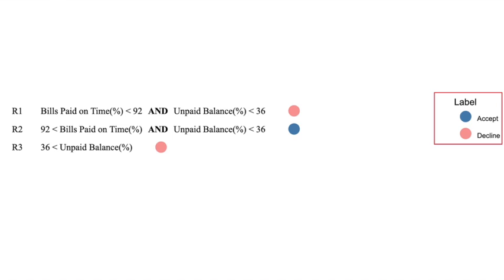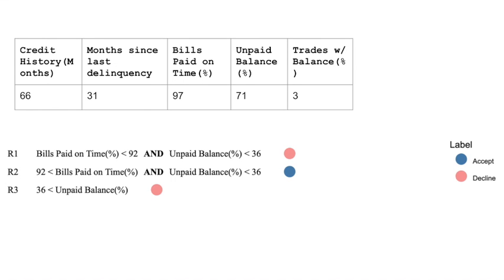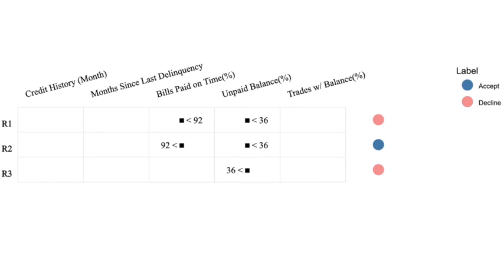As demonstrated, the color of each circle represents different labels. Imagine that we have an application as shown above. Bills paid on time is larger than 92. An unpaid balance is larger than 36, so it cannot match rule R1. And for R2, although the application can match the condition related to bills paid on time, the value of unpaid balance does not match. And because the value of unpaid balance is larger than 36, this application matches the rule R3 and gets suggestion decline.